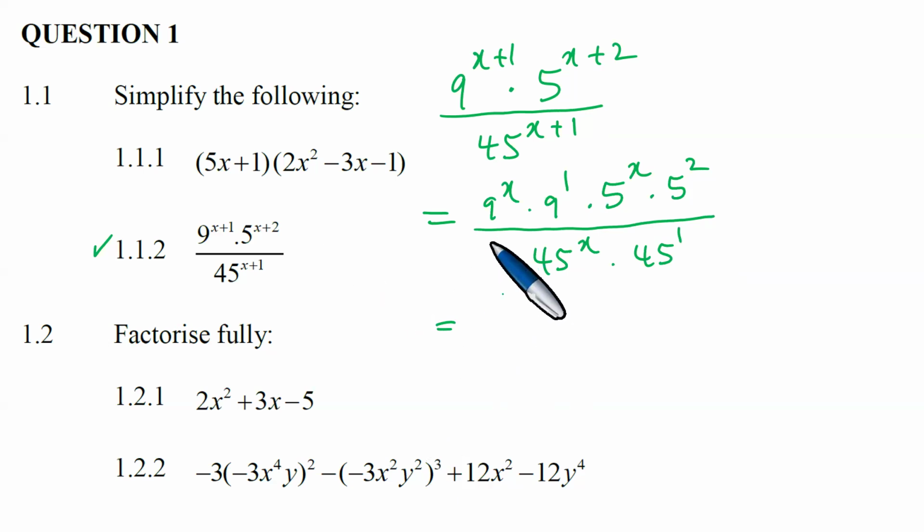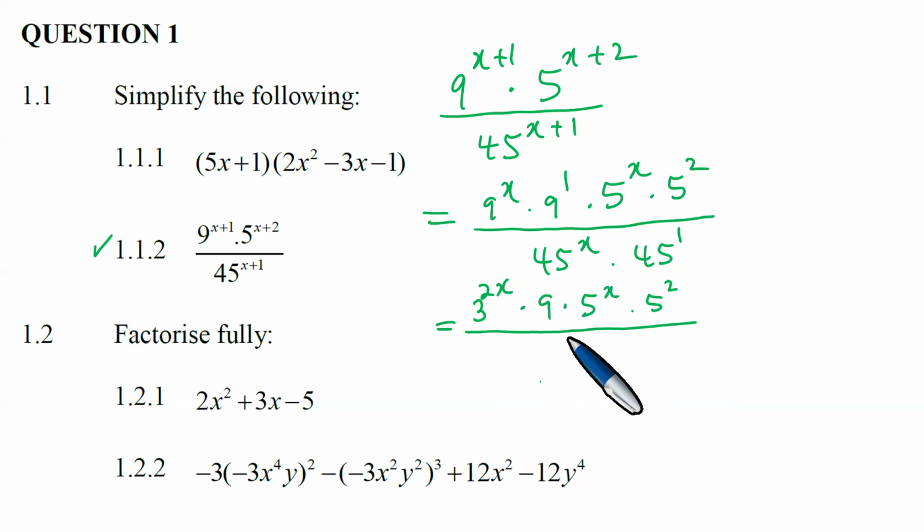Right, so this 9 here can be written as 3 to the power what? 3 to the power of 2, but there's an x there, right? Okay, we're good. And then now this 9 we can write like that. The 5 we can write like that. The 5 squared, we can still write it in the same way. In the denominator, we have 45 to the power of x. How can you write this one?